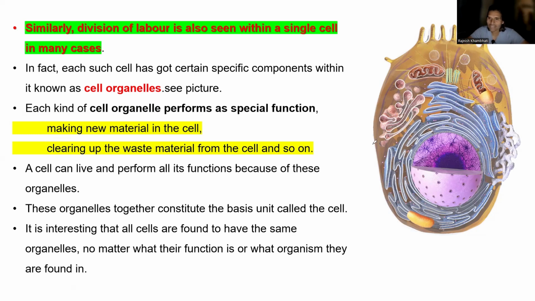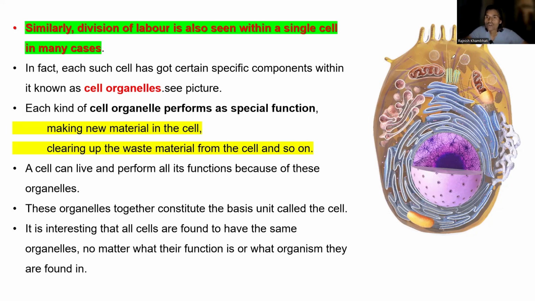Let me give you an example, like the ER and Golgi body. First, the ER. The endoplasmic reticulum will be making some material. It will make protein and lipid for the cell. It will be making only that, nothing else. Number two, the Golgi body. The Golgi body will be modifying the materials. It will modify protein and modify lipid. So it is doing modification, and second, transportation. One specific function, and it will be doing nothing else.